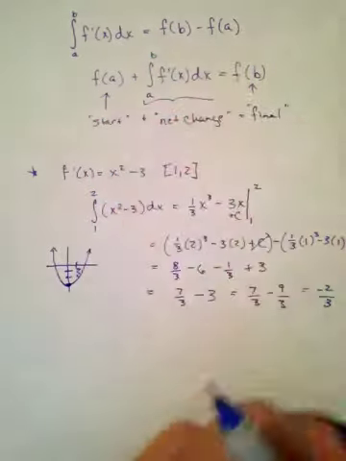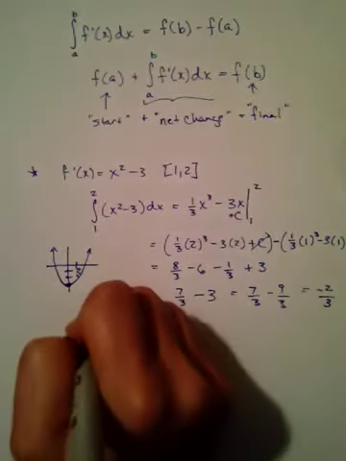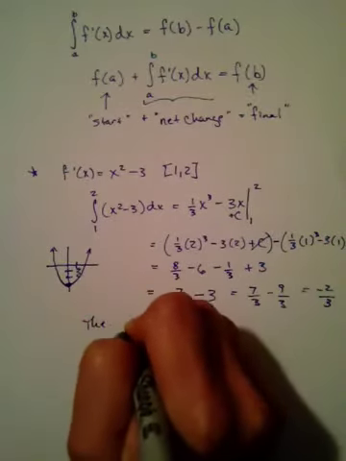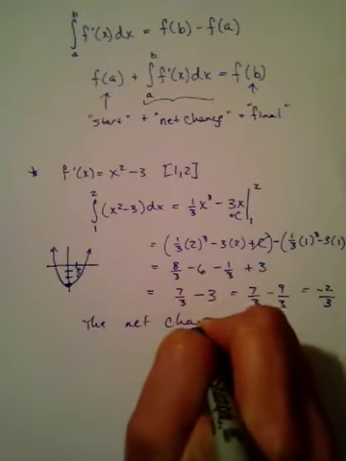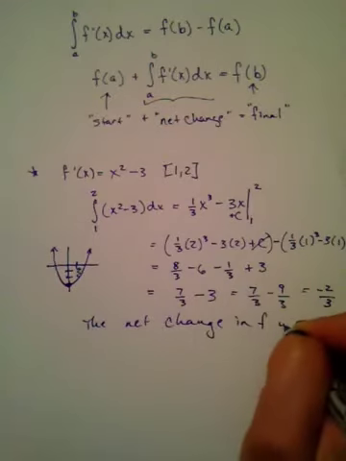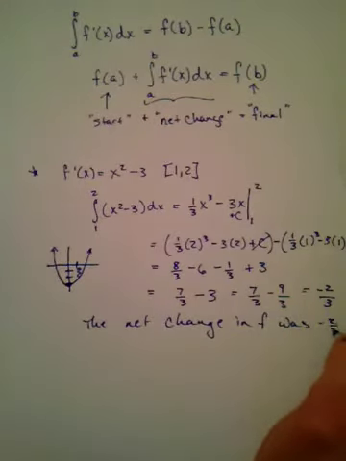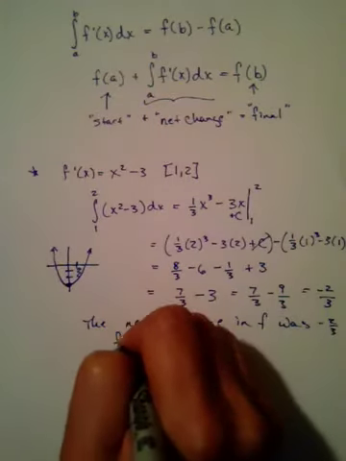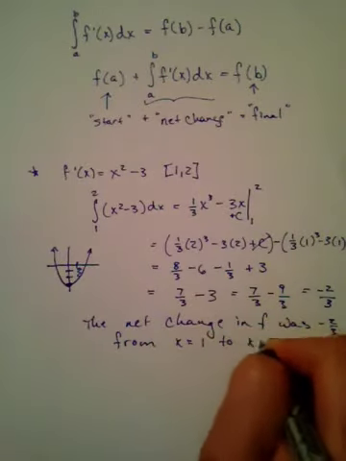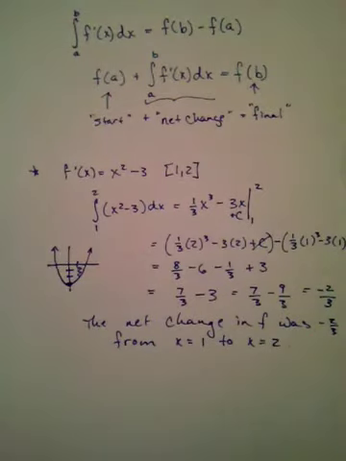It's the net change in f. So the net change in the height of f was negative 2/3 from x equals 1 to x equals 2. And that's one way to look at it.